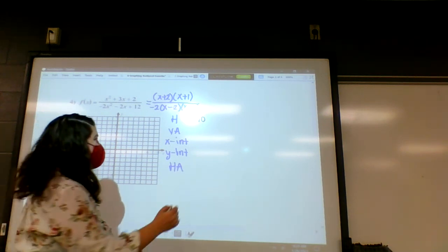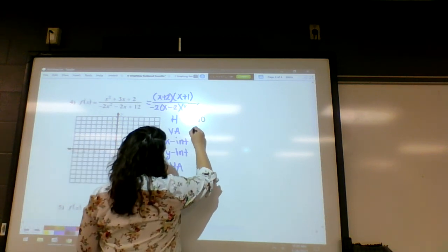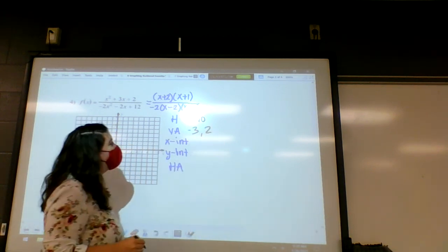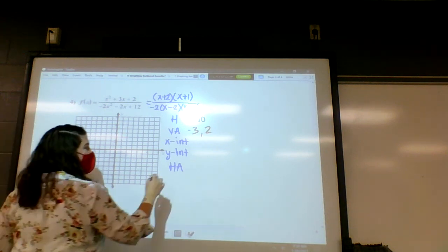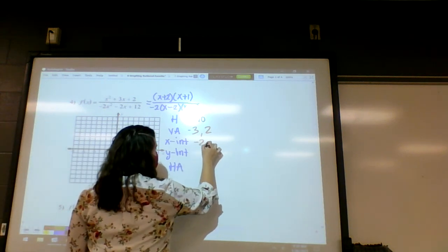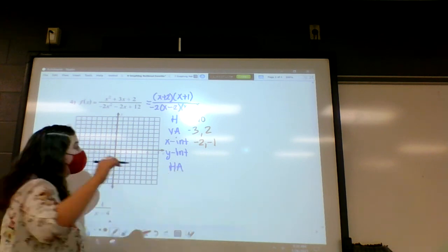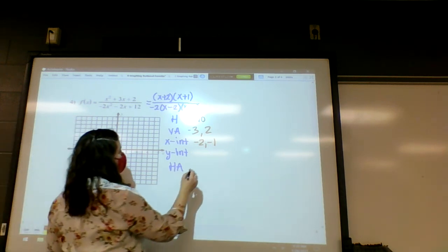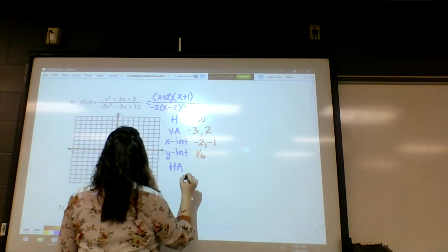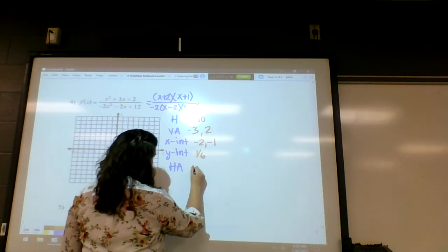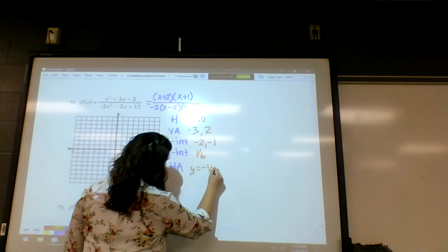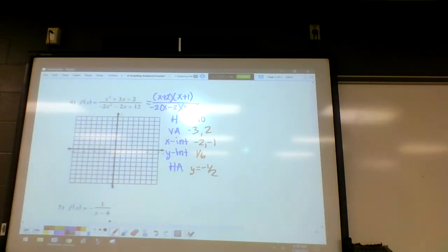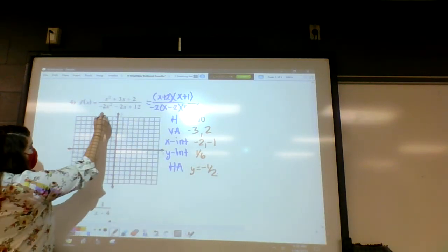All right, vertical asymptotes. What'd you find? -3, +2. X-intercepts. -2, -1. The top is, they're both +2 and +1. Oh, yeah. All right. Y-intercept: 1/6. Horizontal asymptote: -1/2.